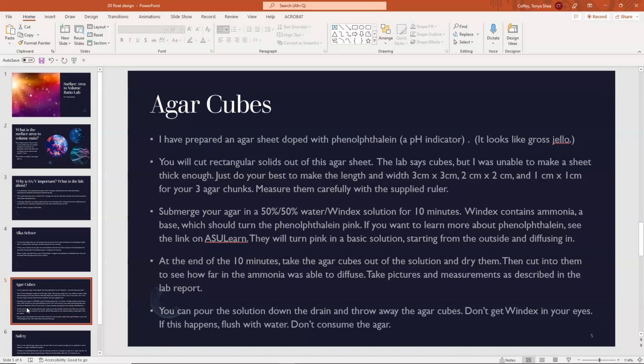So it should look like there's a little white rectangle in the center of a pink rectangle when you cut into your agar cube, especially the largest one. When you do this, make sure to take pictures and measurements as described in the lab report.